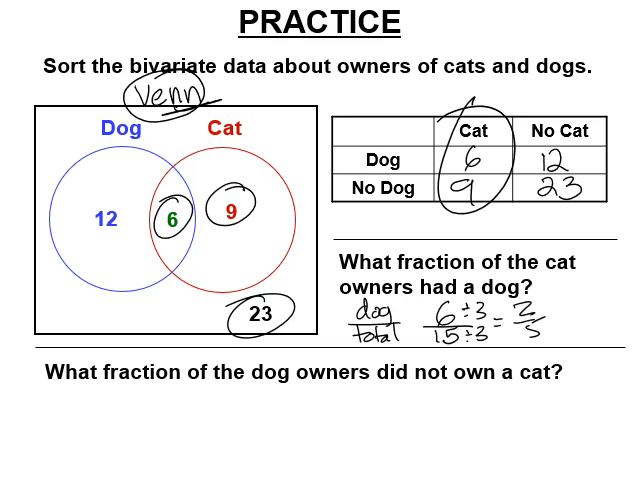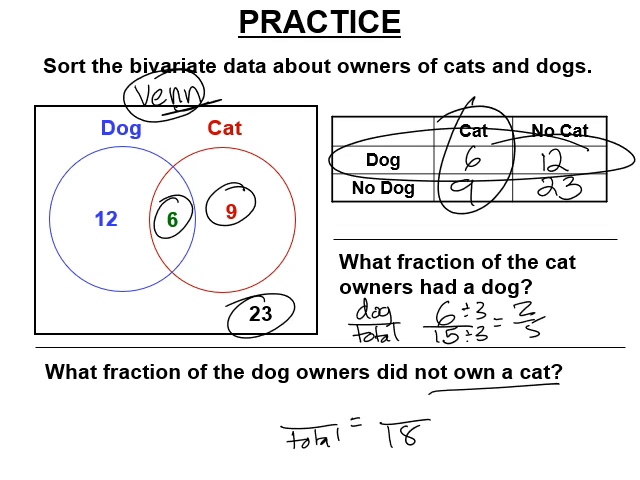What fraction of the dog owners did not own a cat? Okay, so we need the total amount of dog owners. So we're going the other way, right? And of those total 18 dog owners, 12 did not own a cat, right? Again, we're simplifying our fraction. 2/3 of dog owners did not own a cat. That means 1/3 of dog owners owned a cat.